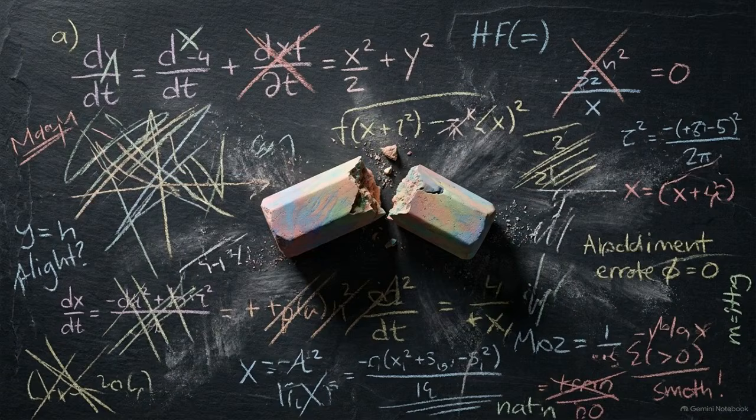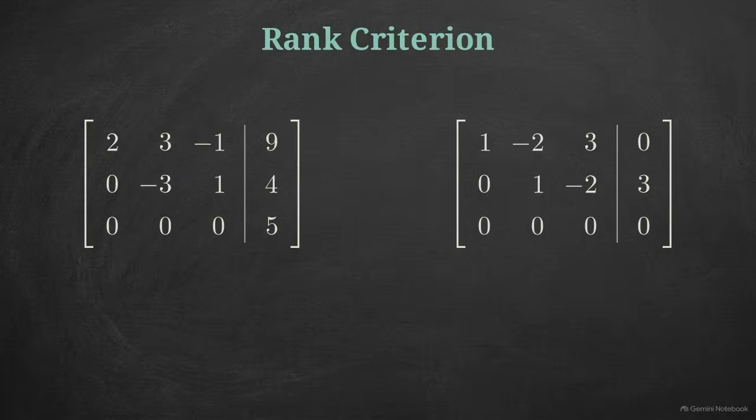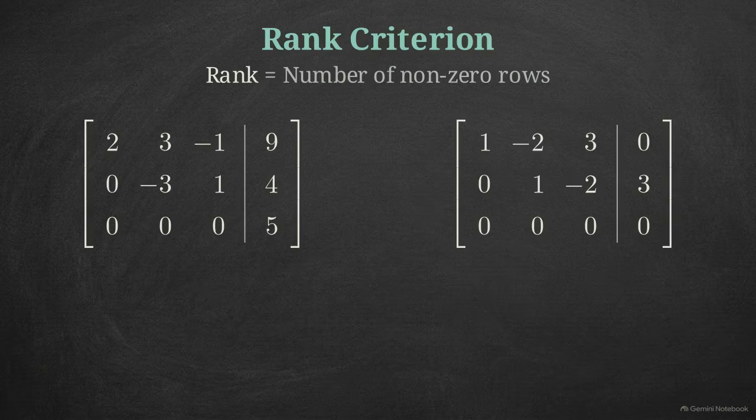If we change the right side constants of a system, calculating everything from scratch takes time. Instead, we can apply the rank criterion to diagnose immediately whether a solution even exists. Look at these two new augmented matrices, both already reduced to row echelon form. We define the rank of a matrix as the total number of non-zero rows it contains.